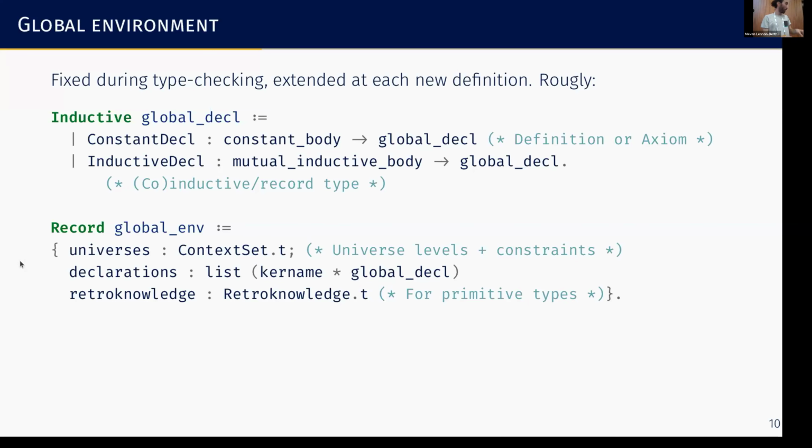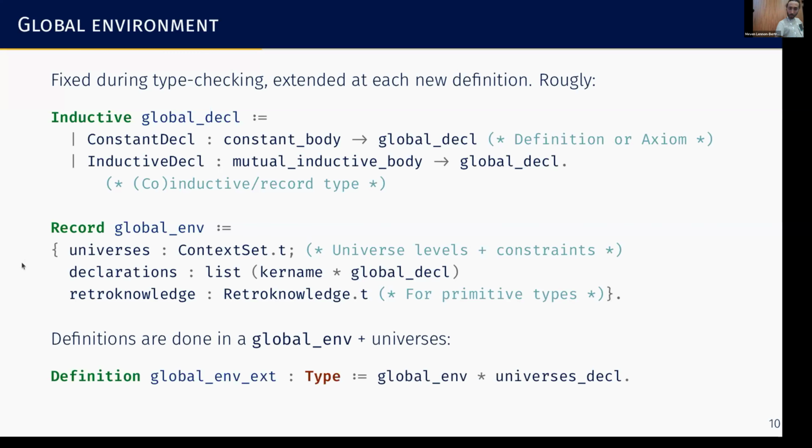I don't think so. Okay, so the important thing is this declaration, which is a list of pairs of a name and a declaration. The name identifies the declaration, and we ensure that all these names are non-conflicting. So we never have two definitions with the same name. And each global declaration is either a constant declaration or a mutual inductive one. You're going to see both of these types lurking around.